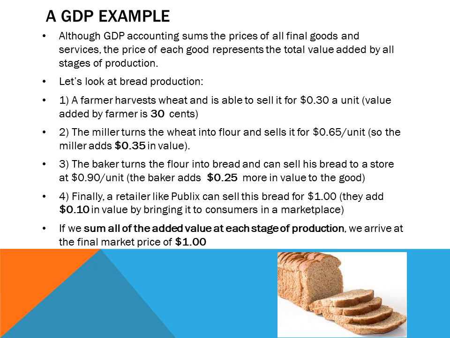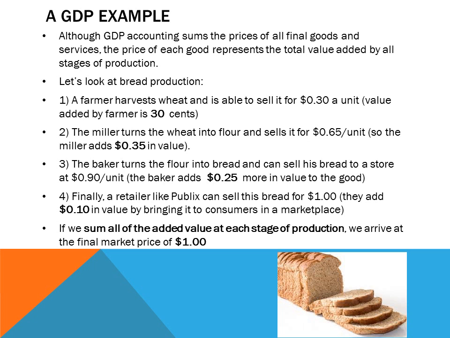And the miller turns the wheat into flour and sells it for 65 cents a unit. So we can calculate the value added by the miller by taking 65 cents and subtracting out the price he paid for the wheat, which is 30 cents. This totals 35 cents in value added. We continue on through these steps.